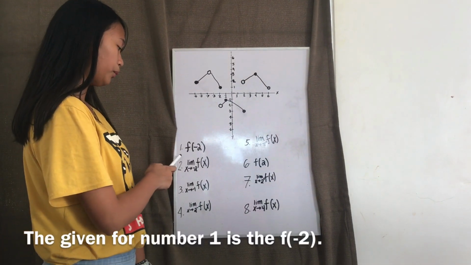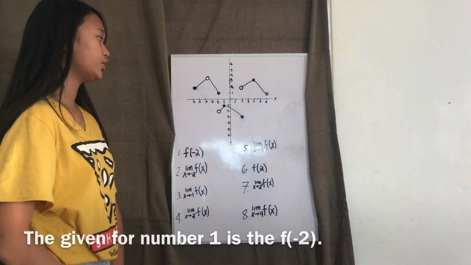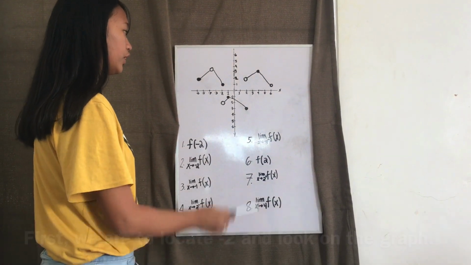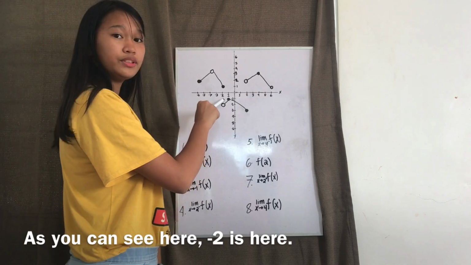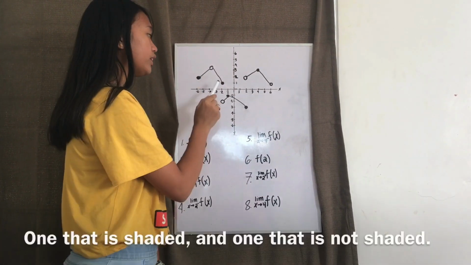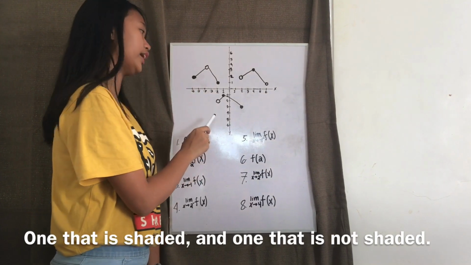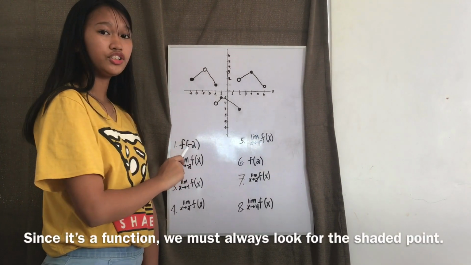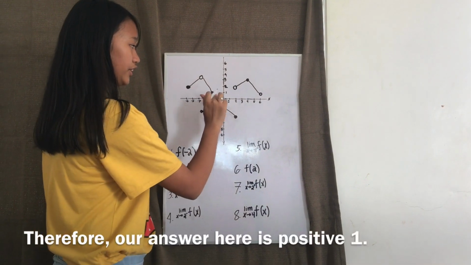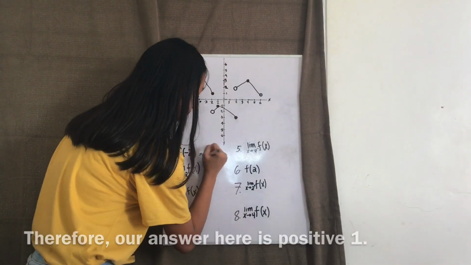The given for number 1 is the function of negative 2. First, we are to locate negative 2 on the graph. As you can see here, negative 2 is here, and when you do the vertical line test, there are 2 points, one that is shaded and one that is not shaded. Since it's a function, we must always look for the shaded point. Therefore, our answer here is positive 1.